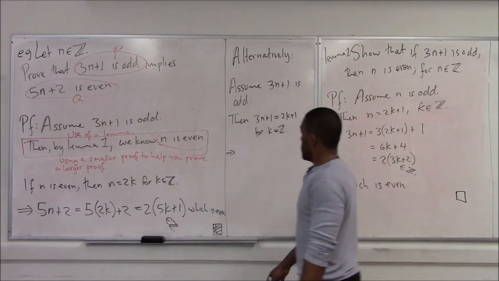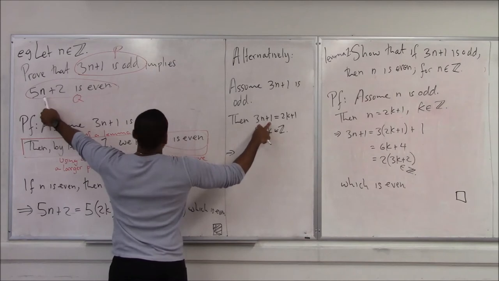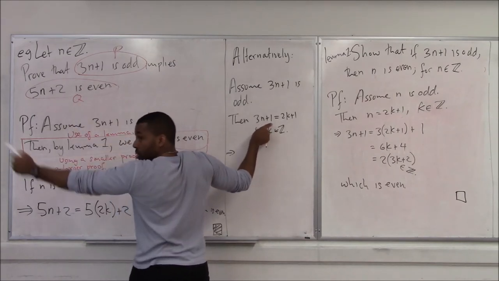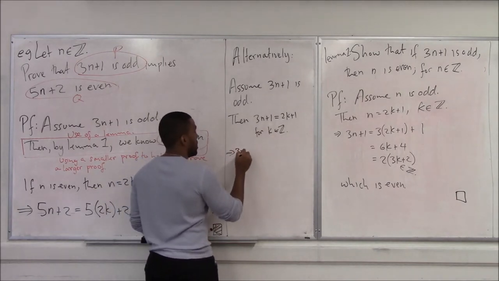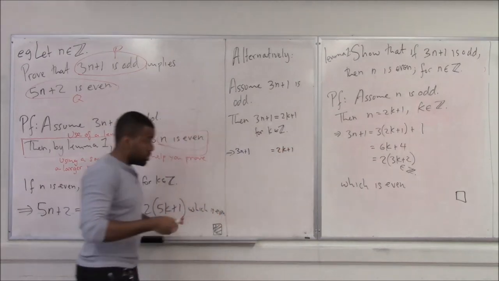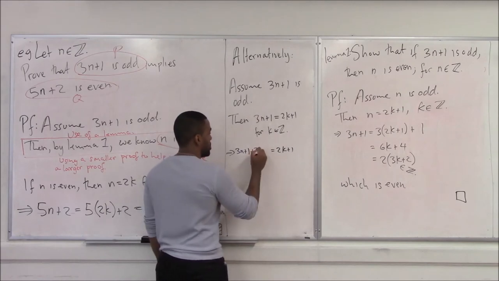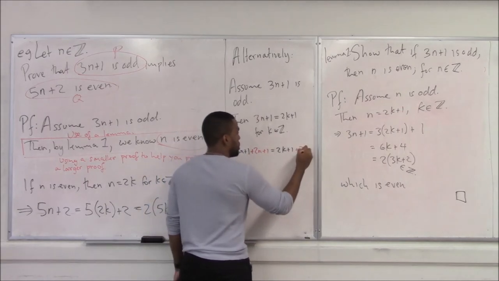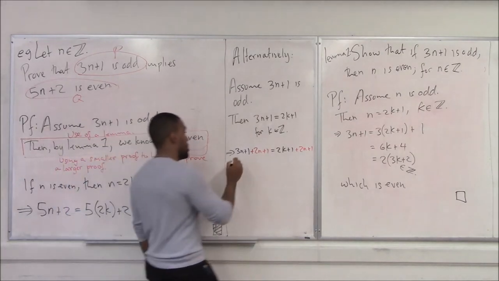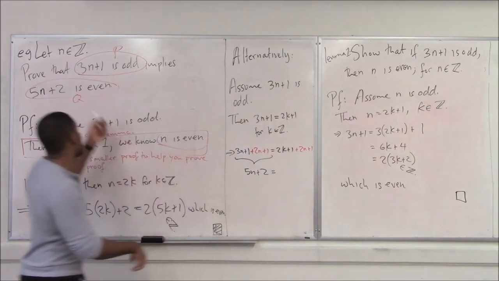So what do you want to do? You realize that you can get to 5n plus 2. To 3n, just add 2n. And to the 1, just add a 1 to get to the 2. So what you're going to do is add an expression to both sides, which is valid when we're solving equations. So add 2n plus 1 to both sides. Turns out that this side simplifies to 5n plus 2, which is exactly the expression that you want to talk about.